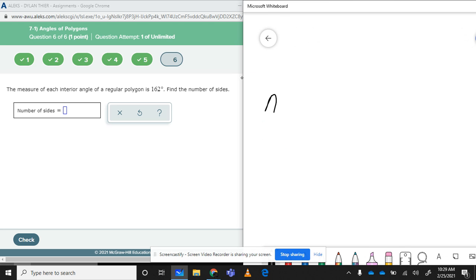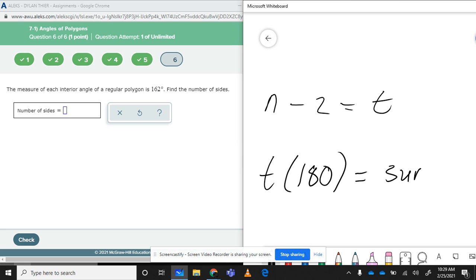We have some number of sides, which is what we're searching for in the end here. Minus 2 equals the number of triangles. The number of triangles times 180 equals the sum of the angles. And this one says that the measure of each interior angle is 162 degrees. So we don't want the sum. I'm going to leave that sum. I'll just write it as sum, not sum of angles, so I don't have to write so much next time.